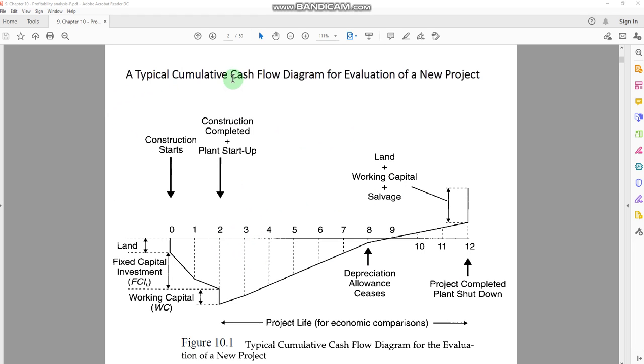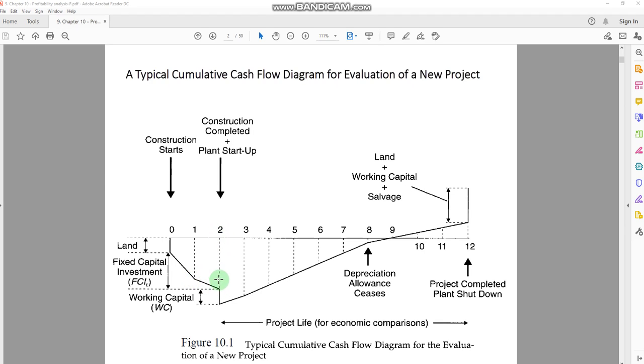So, the typical cumulative cash flow diagram for evaluation of a new project. This one is basically the typical cumulative cash flow diagram for any project. So let us see what we have in this diagram. In year zero, when you are going to build a plant, first of all you have to purchase the land, so there will be some investment in the land. Then you will purchase some equipment, and then you install that equipment and all of those things.